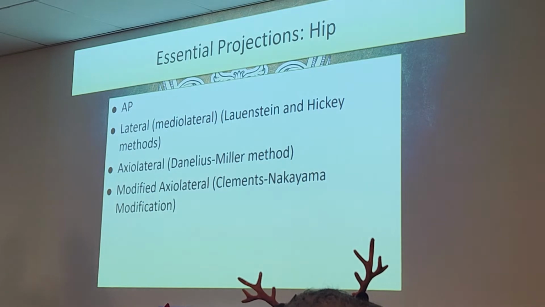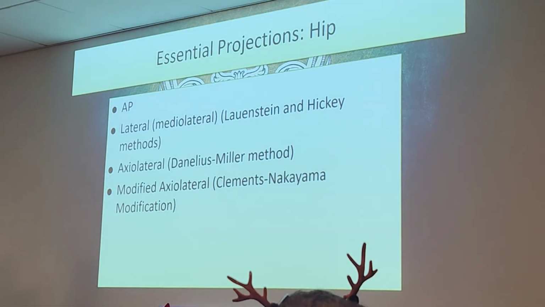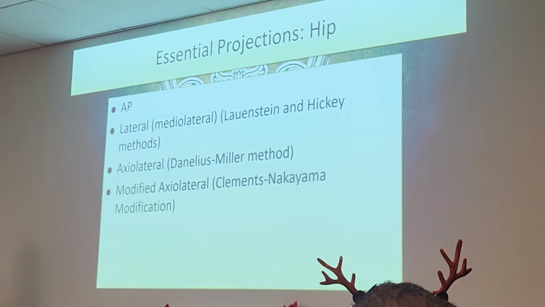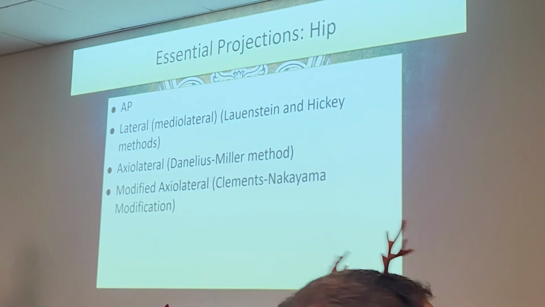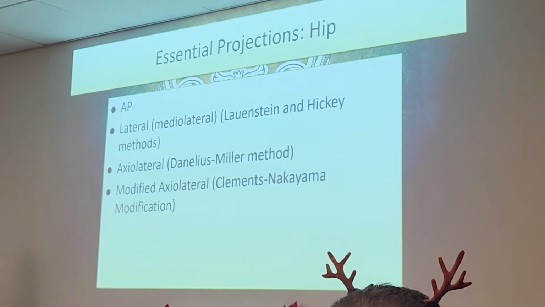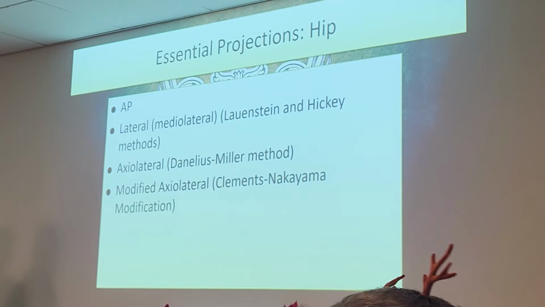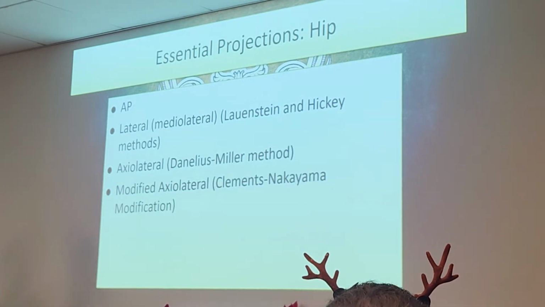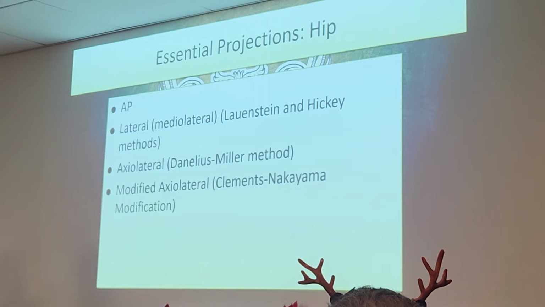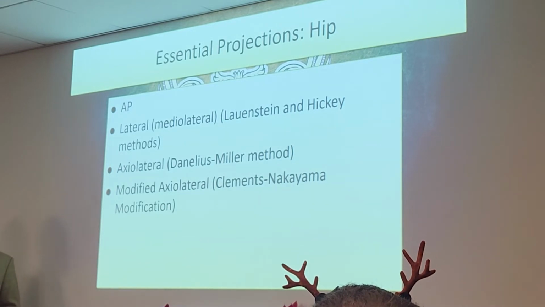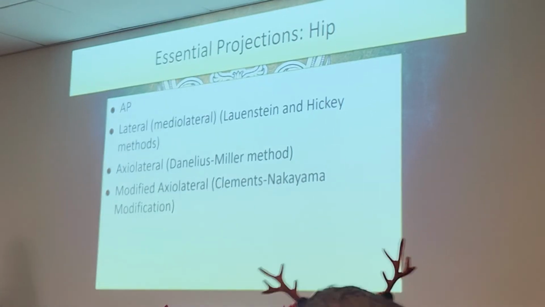Is it Lauenstein and Hickey? They put two names on there. That means two different people formulated the methods, they put both their last names on there. You know, like how you have multiple authors. Is the Clements-Nakayama another one like that as well? No. It's just an alternative method of getting the Danielius-Miller. Danielius-Miller is mandatory.